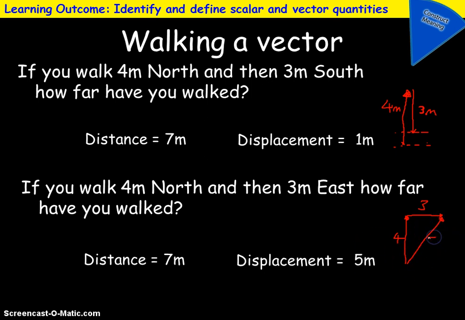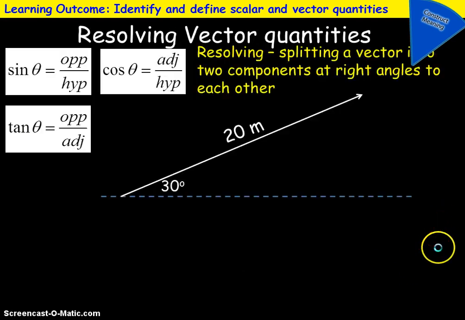Now, you may recognise that that is 5. If you think about your maths lessons and you've done Pythagoras' theorem, you should recognise a 3, 4, 5 triangle, and so recognise that that is 5 meters. But we'll look at where that number comes from in a second.